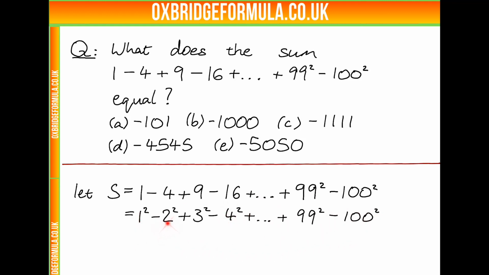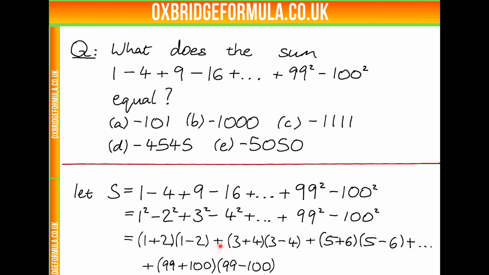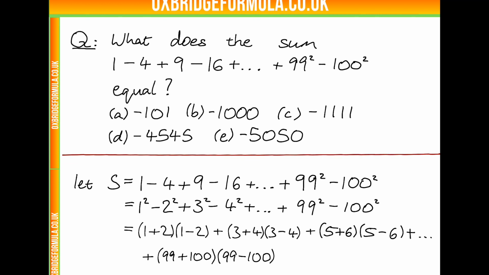Well, we can see that if we group the terms of the sequence into pairs as we go along, then we just have the difference of squares at each stage. So we can use the difference of squares formula, which is that a squared minus b squared is a plus b times a minus b, in order to rewrite this sum as 1 plus 2 times 1 minus 2 from these two terms, plus 3 plus 4 times 3 minus 4 from these two terms. And then from the next two terms, we'd have 5 plus 6 times 5 minus 6, and so on, up until we replace this last term with 99 plus 100 times 99 minus 100.